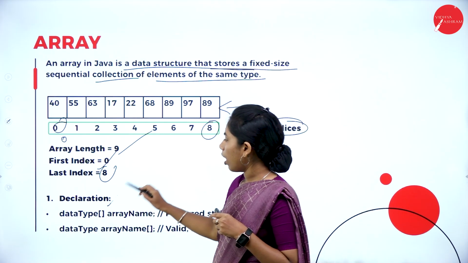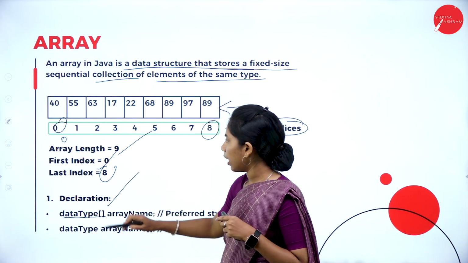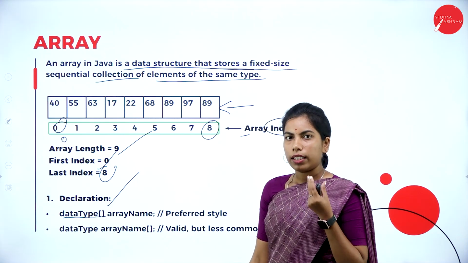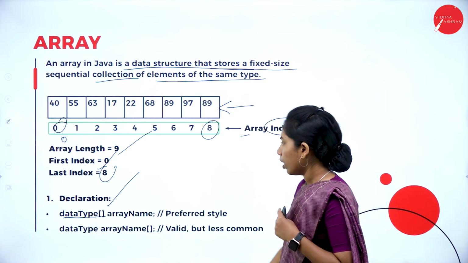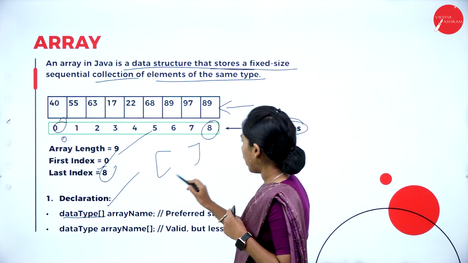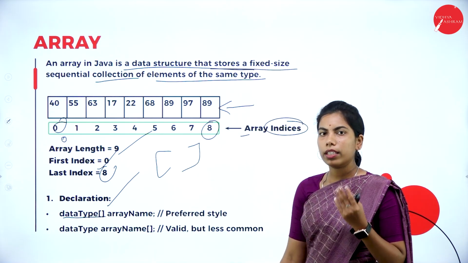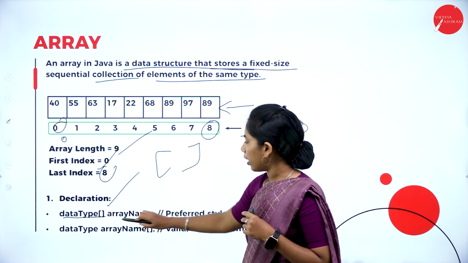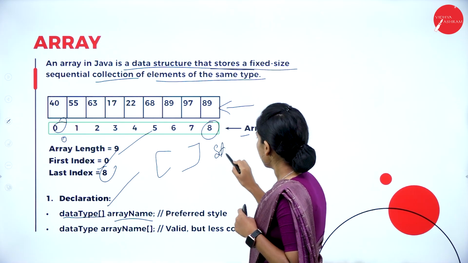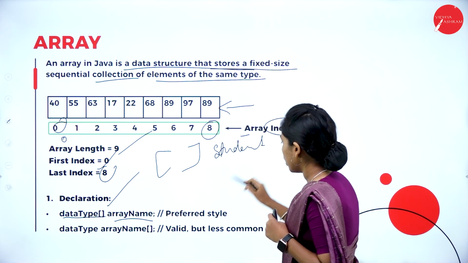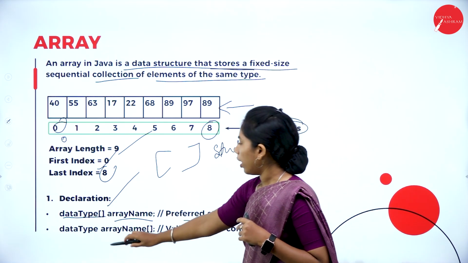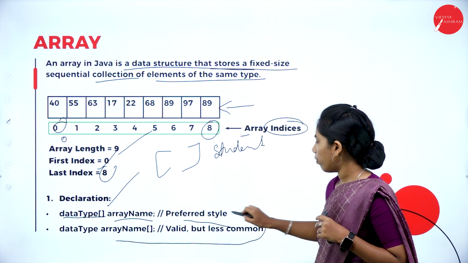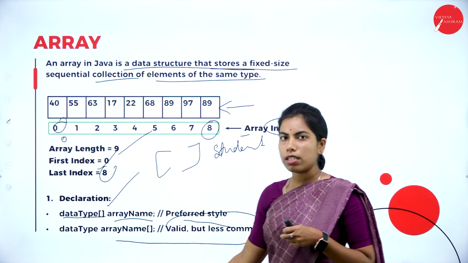And here you can see how to declare. First we have to declare which data type it is, either int, float, char, string, and put open and close brackets. This is how the array will be declared. After that comes your array name, like student, or you can give any name, that is the preferred style. A data type followed by the array name is also valid, but it is used in fewer cases.